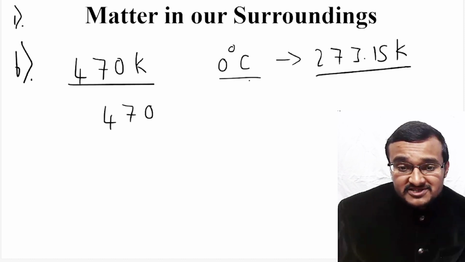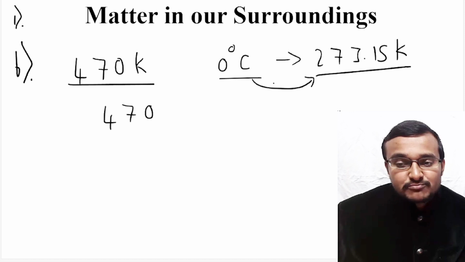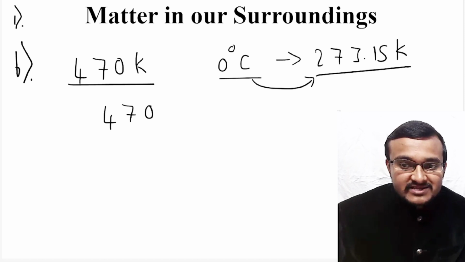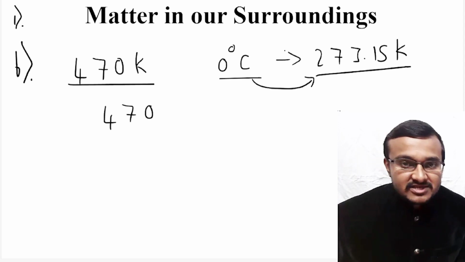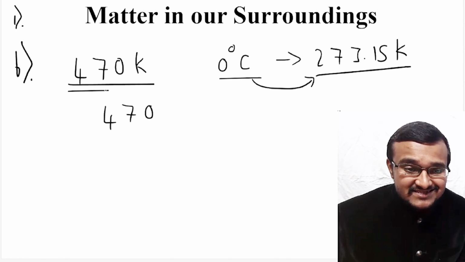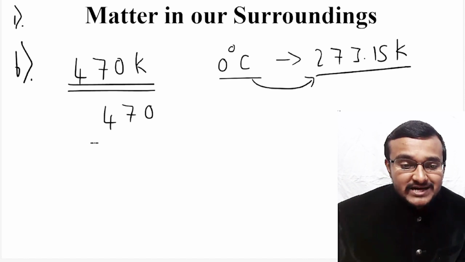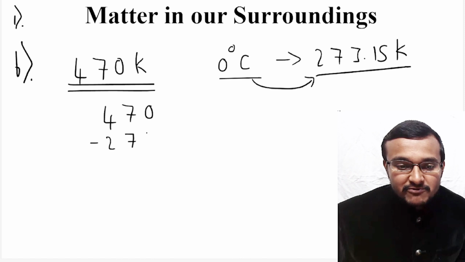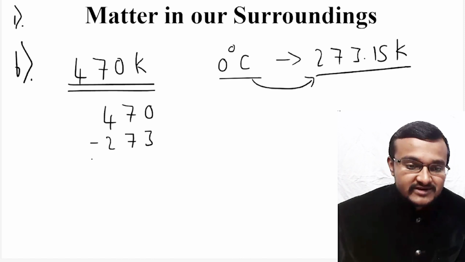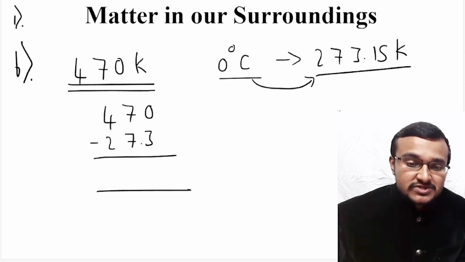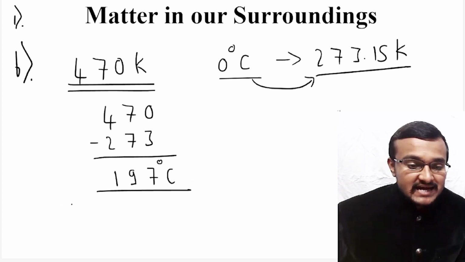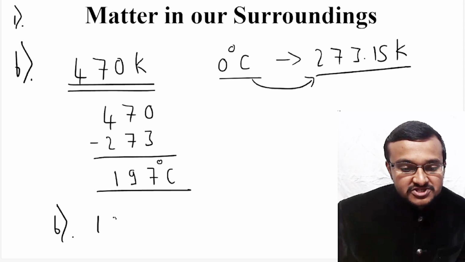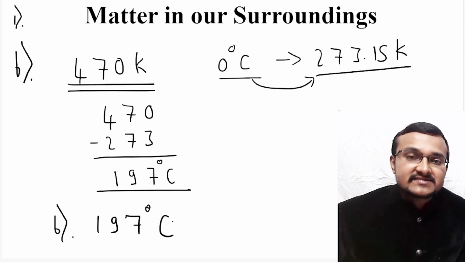If you want to convert 0 degree Celsius to Kelvin, it will be 273.15 Kelvin. That means 273.15 units you should add to 0 to get the same temperature in Kelvin. Now you have the temperature in the Kelvin scale itself, so you should subtract 273.15, or approximately you can consider this as 273. So 470 minus 273 will be 197. So 470 Kelvin is nothing but 197 degrees Celsius. The answer for the B question in the first question will be 197 degree Celsius.